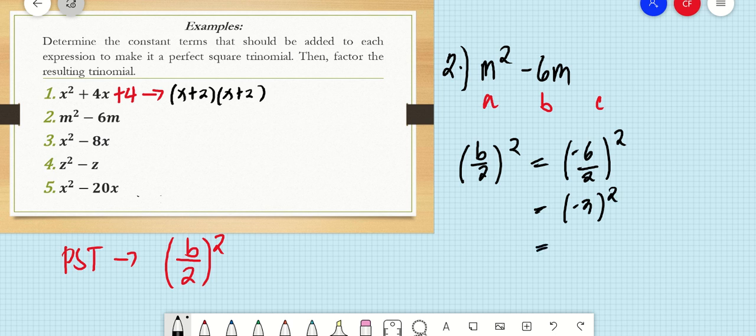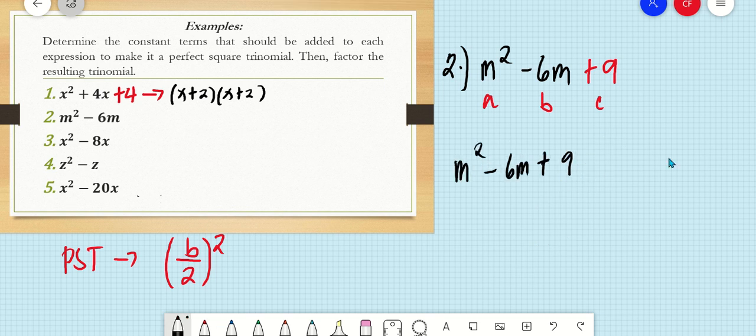And obviously, negative 3 raised to 2, or negative 3 times negative 3, is positive 9. So the constant that we add to make it a perfect square trinomial is positive 9. Next, our goal is to get the factors of this expression, m squared minus 6m plus 9. So this is the solution. Again, our expression is m squared minus 6m plus 9.